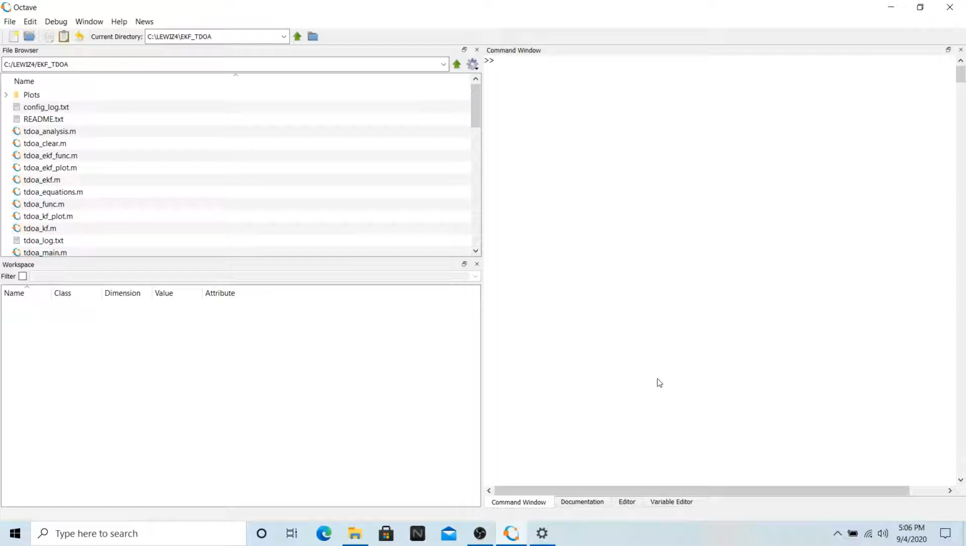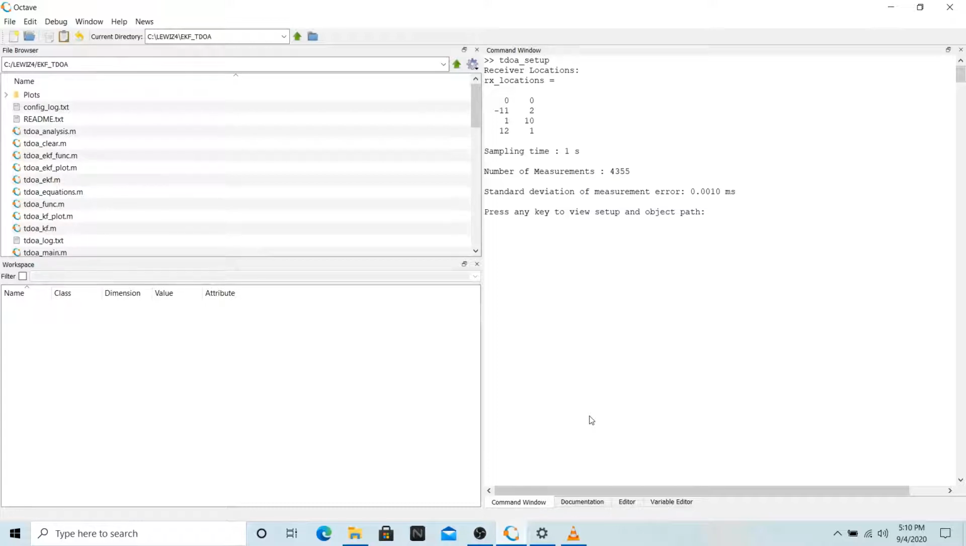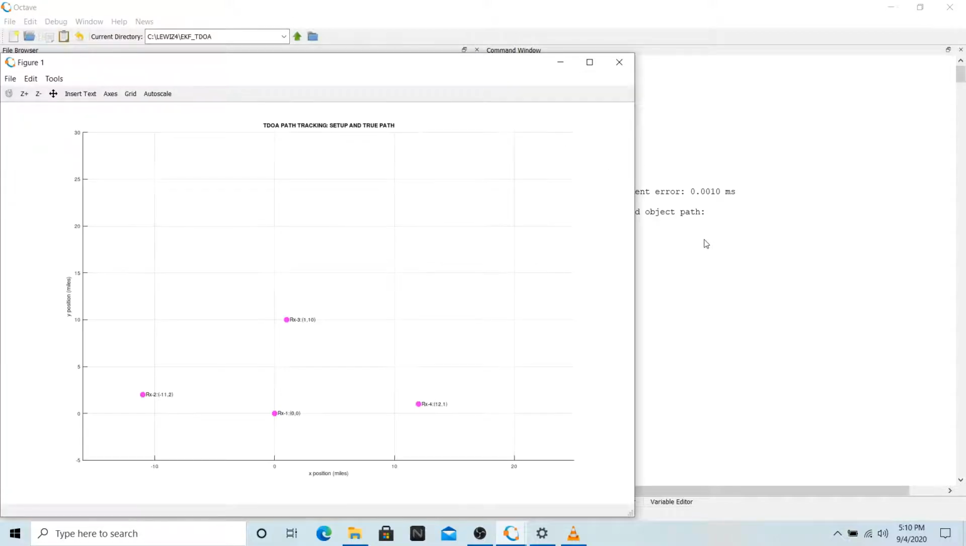Now we will take a look at the setup used for the TDOA system. In this simulation, we will be using 4 receivers. The coordinates of the receivers are shown in the command window. The sampling time will be 1 second. We will be using about 4000 measurements, and the standard deviation of measurement error introduced by the noise is 0.001 milliseconds, or 1 microsecond. Now we will take a look at the object path.